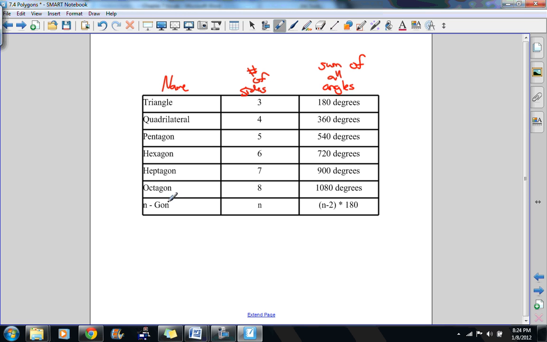And the actual formula for an n-gon, meaning a shape with n sides, is if we took n minus 2 times 180, that would be it. So if I wanted to know what a 13-sided object would be, a 13-gon is how you would say it, you would do 13 minus 2 times 180. So that means I'd do 11 times 180, which I have to multiply out here.